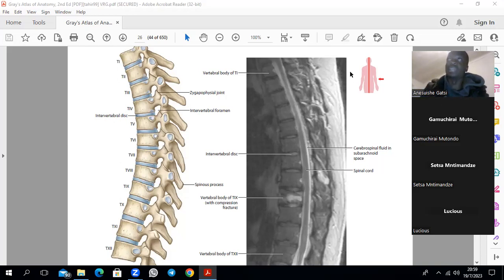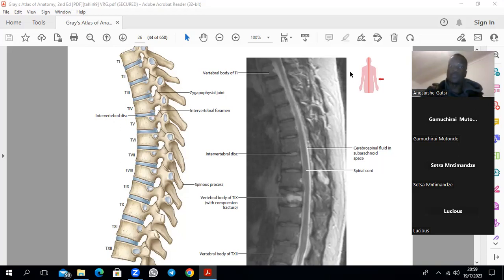And in the case of the first joint, between C1 and what do we call it? The occipital bone, rather, we have what we call atlanto-occipital membranes. So there is posterior, then there is anterior atlanto-occipital membranes. So these are membranes and ligaments existing between C1, C2, and the occipital bone.